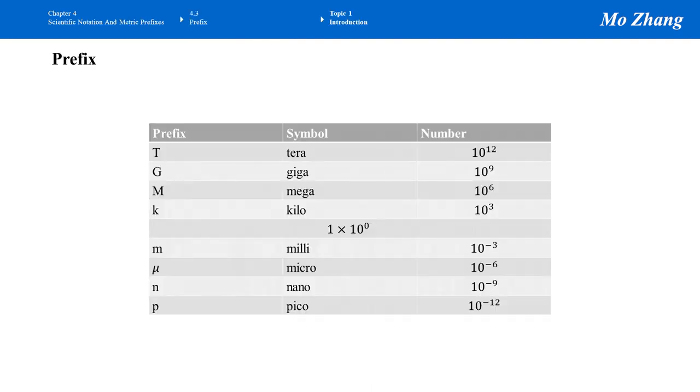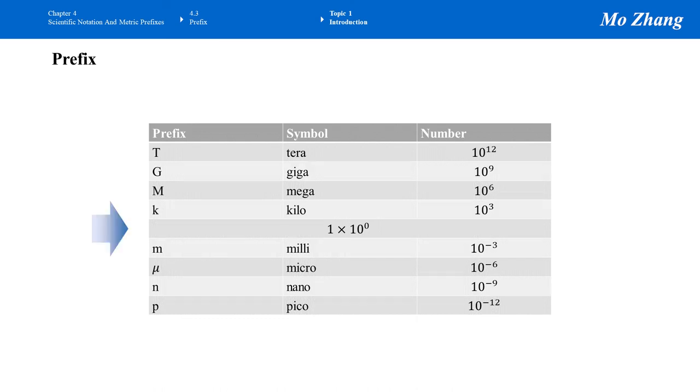4.3 is about prefixes. After learning different prefixes, we're combining them with the 4.2 engineering notation topics to express numbers in a more clear and organized format. Here is the table of the prefixes.